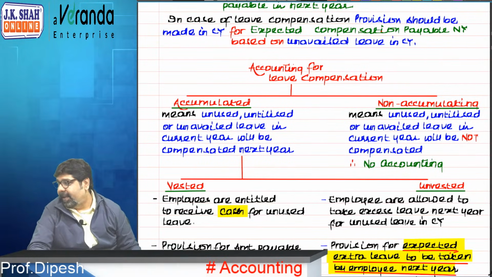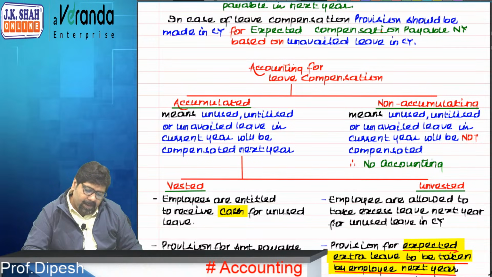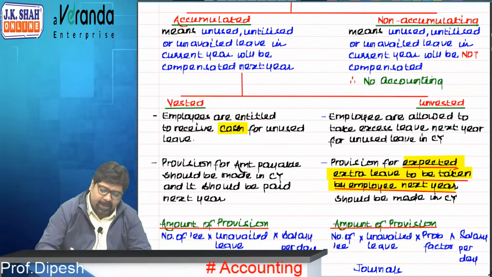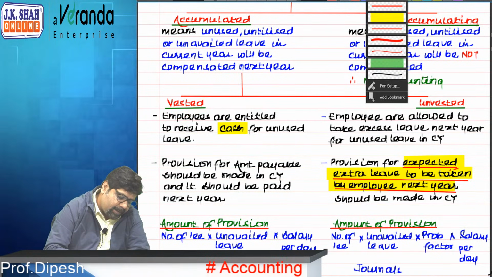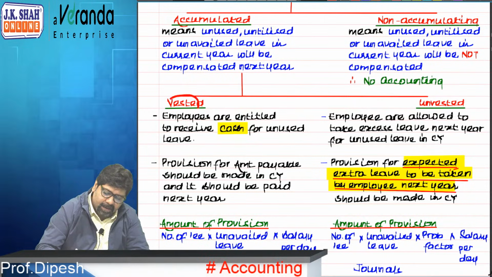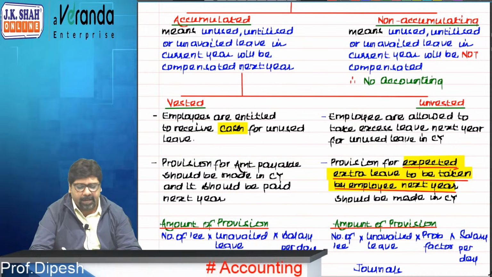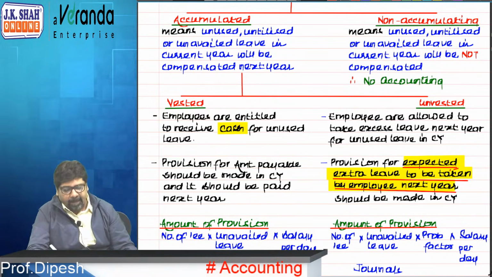Now second is compensated. Compensated means unused, unutilized or unavailed leave in current year will be compensated next year. How will it be compensated? Vested means it will be compensated in cash. Unvested means it will be compensated in leave.